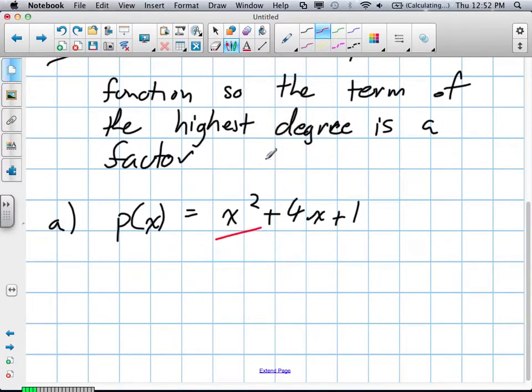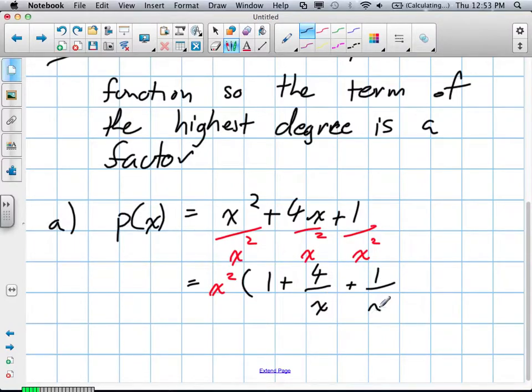So as soon as I have the highest value, my x squared, I'm going to divide each of the terms by x squared. So now we have x squared on the outside, and we're left with inside the bracket 1 plus 4 over x plus 1 over x squared. That's it. We need to know how to do that to start. We're going to do another example of that, just doing that type of factoring. Then we're going to apply it to how we find a horizontal asymptote. Okay?